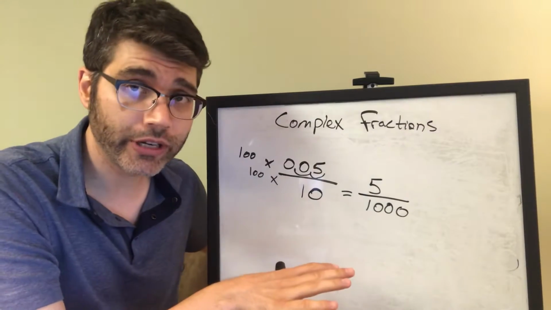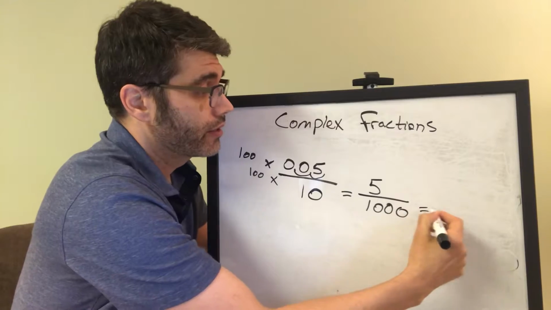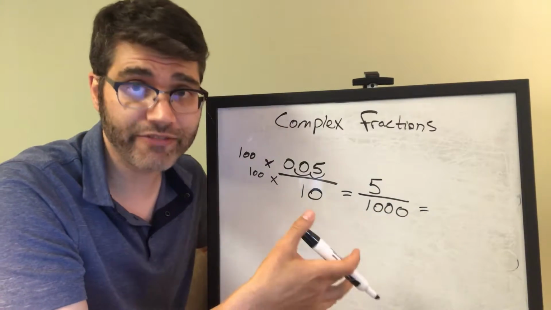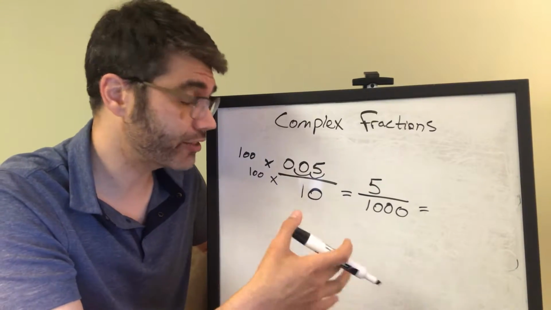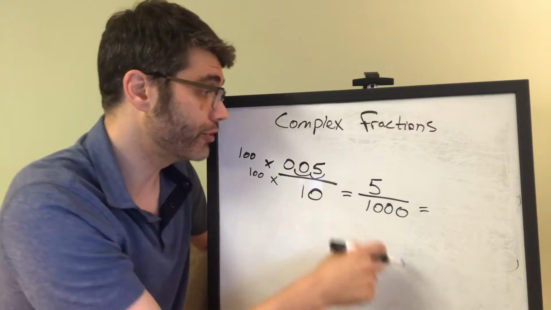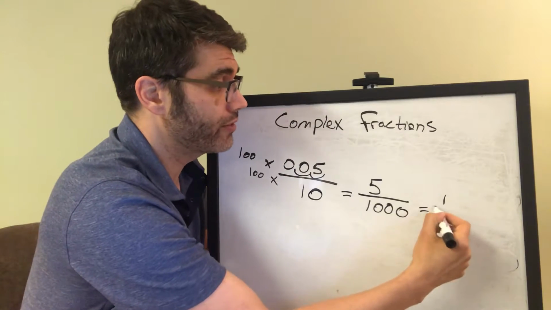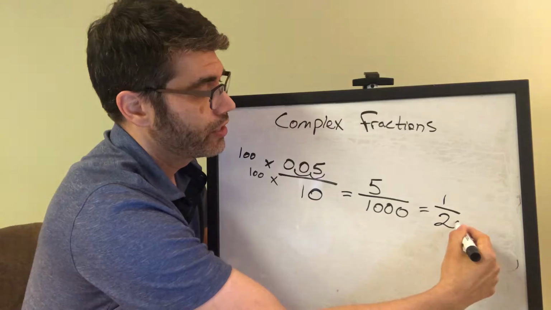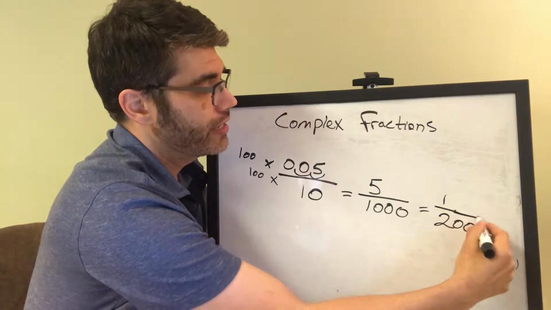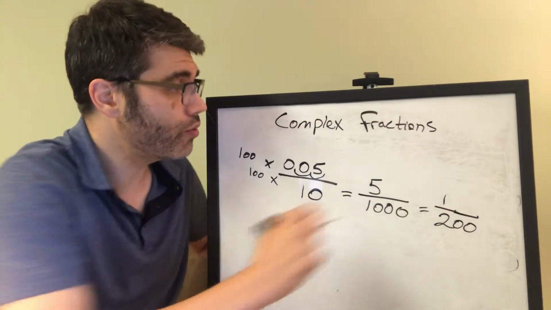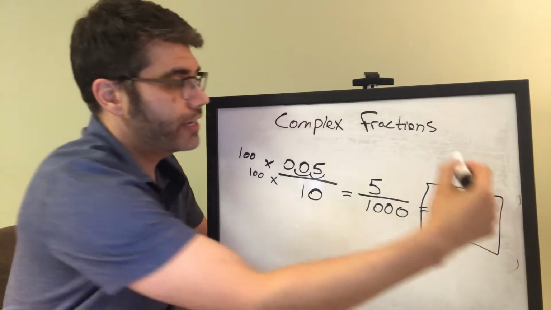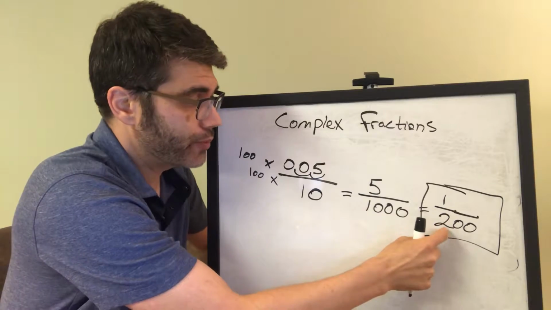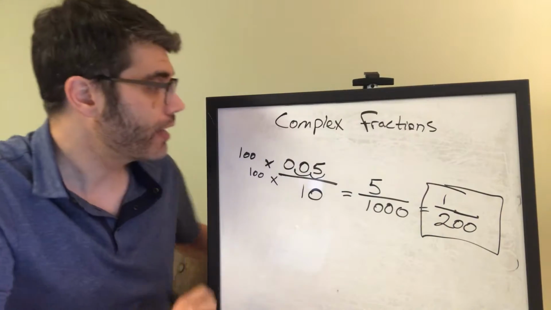It is not fully reduced though, because both 5 and 1,000 have a common factor, that common factor being 5. So you need to reduce it further. 5 goes into 5 once. 5 goes into 1,000 200 times. So your final answer is 1/200. So this is an acceptable answer.